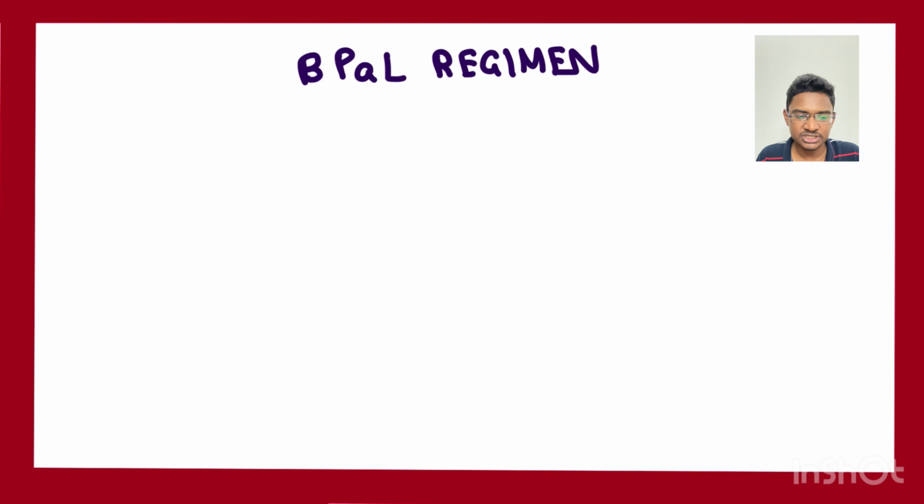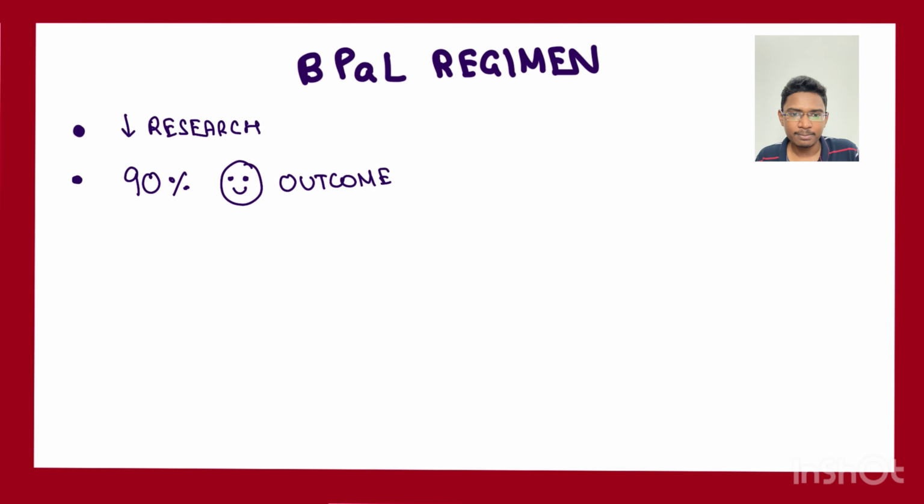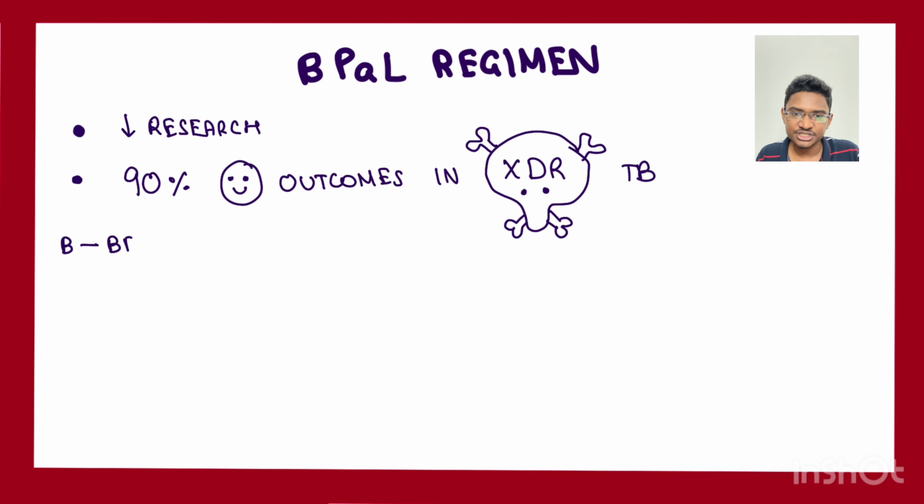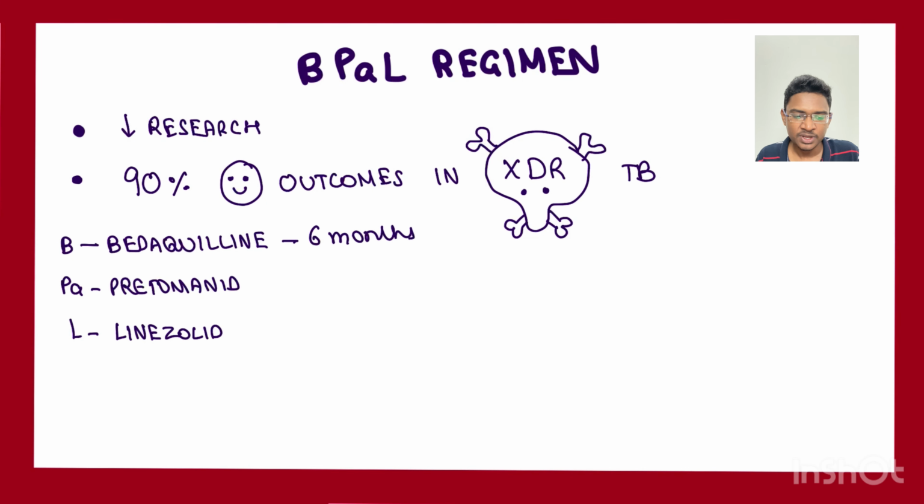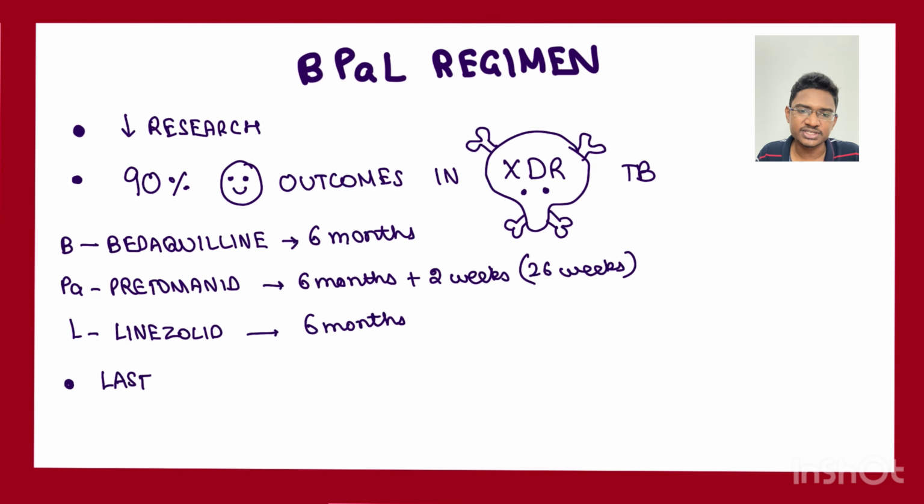Next, this is the famous BPAL regimen, under research now. Actually, even in XDR-TB, it has proved 90% successful. BPAL: bedaquiline for 6 months, pretomanid, which is a brother of delamanid, given for 6 months plus 2 weeks, 26 weeks, and linezolid for 6 months. All just give for 6 months, only 2 weeks extra pretomanid you will be giving. This is the BPAL regimen.